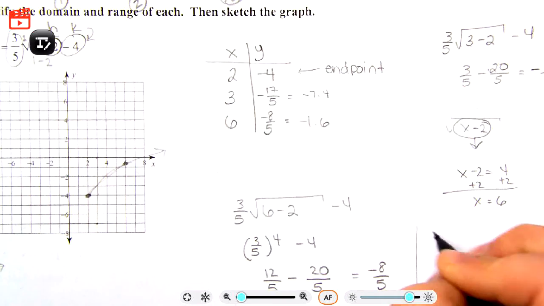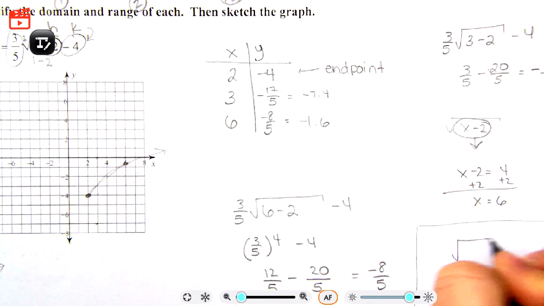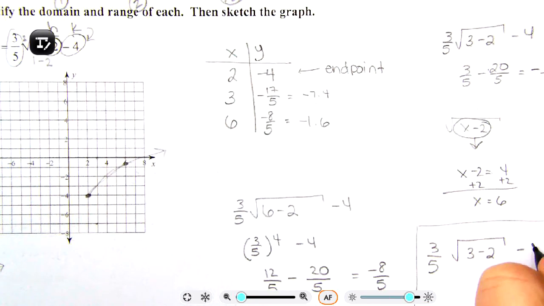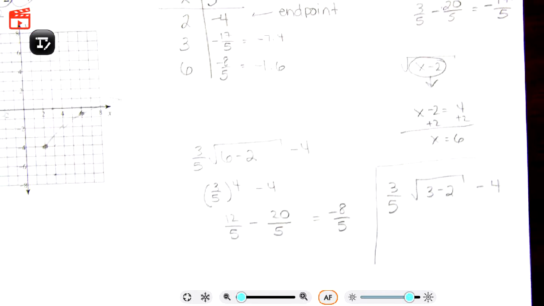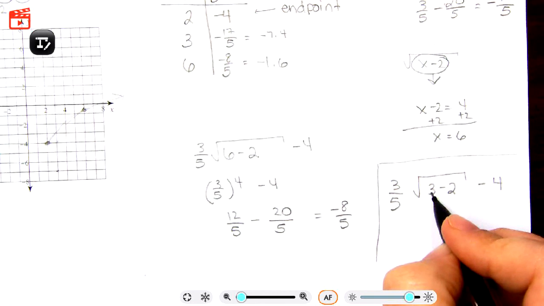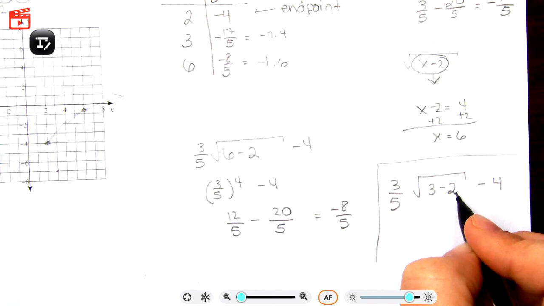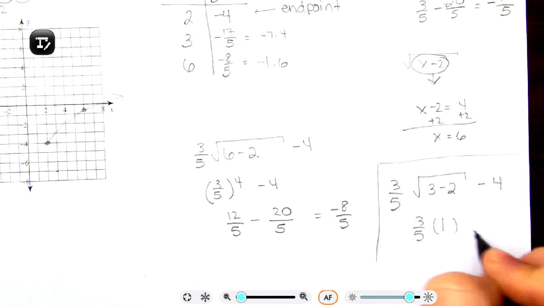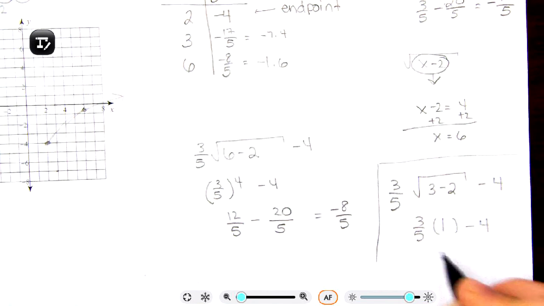So square root of 3 minus 2 times 3/5 minus 4. Okay, let's take it slow. Square root of 3 minus 2 is 1. 1 times 3/5 minus 4. So this is 3/5 minus 4. Let's see here. I'm not sure why it's not giving me the right answer.